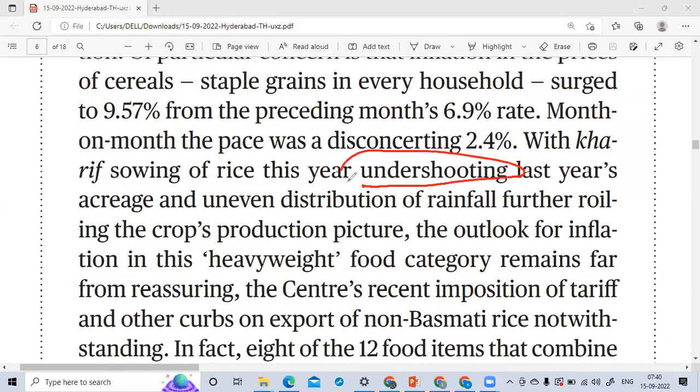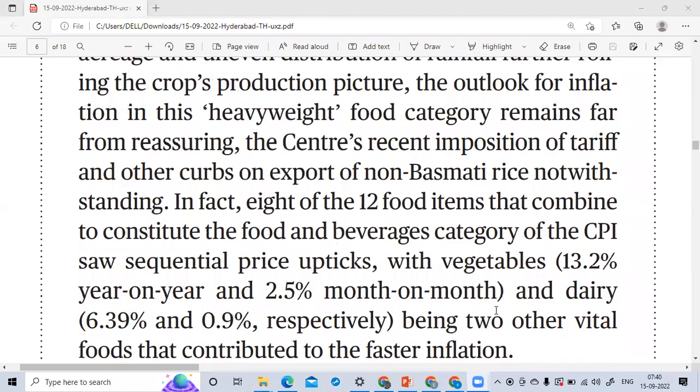Undershoot. You shoot at the target. That is okay. But when you undershoot, it means you miss the target. You are just close to the target, but you did not hit the target. So when I say undershoot, it means you failed to hit at the target. So undershooting is not good. Every time undershooting is not good. I hope everybody understood this.